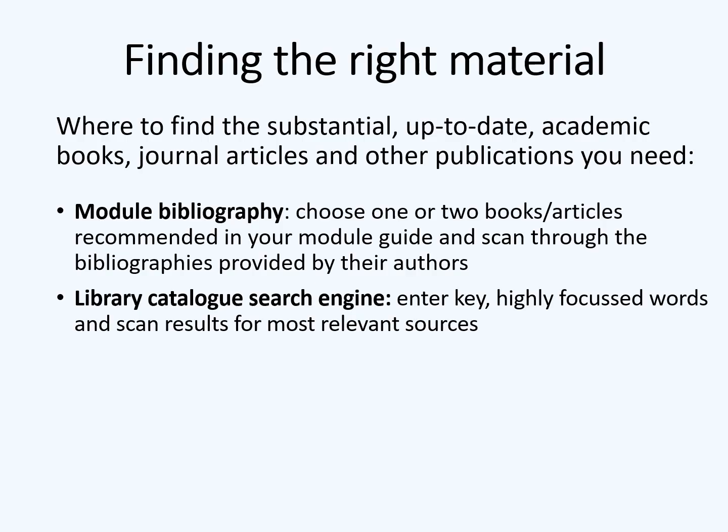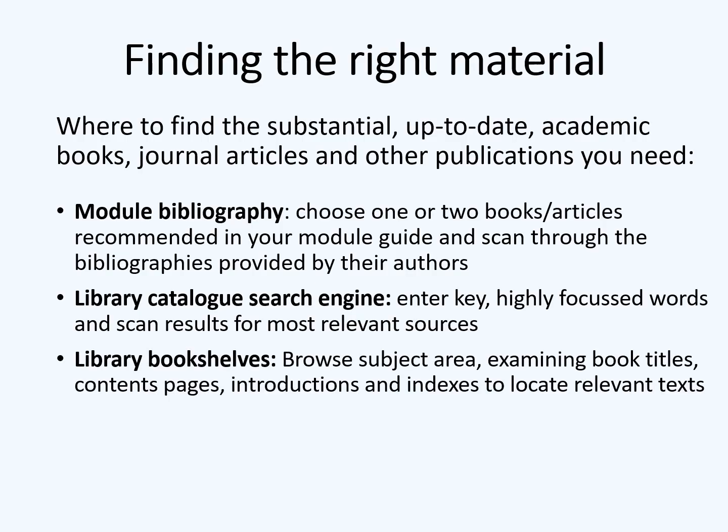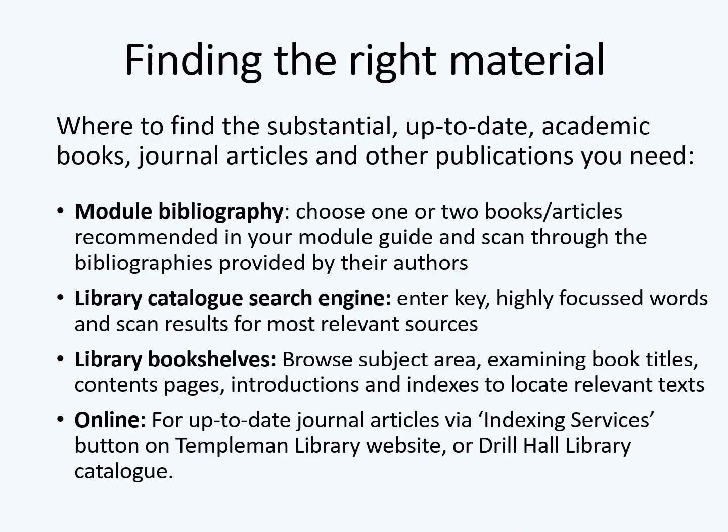the most relevant sources. You can browse the library bookshelves, examining book titles, contents pages, introductions and indexes to locate relevant texts. As well as external online resources such as Google Scholar, you can find up-to-date journal articles online via the Indexing Services button on the Templeman Library website or Drillhall Library Catalogue.